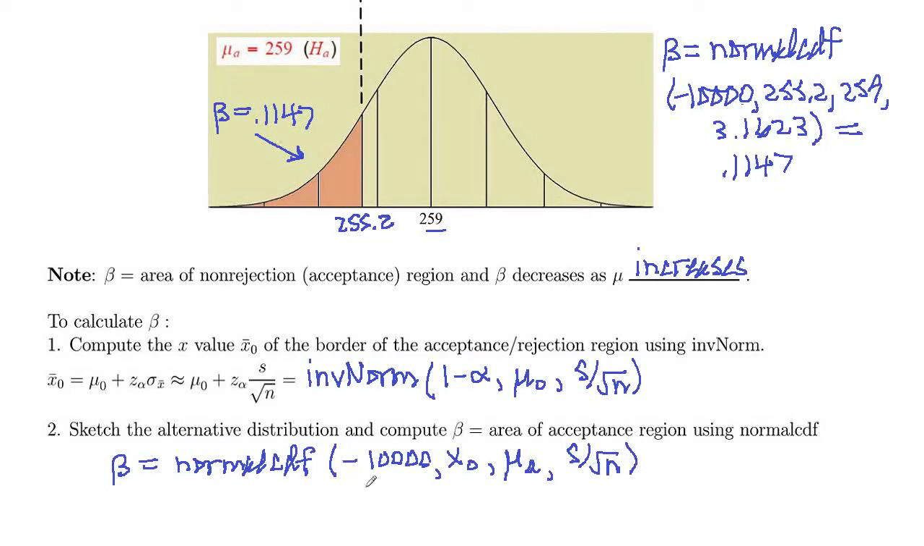Now, if we were doing an alternative hypothesis that was a greater than, these would switch around. You'd be finding the right tail instead of the left.